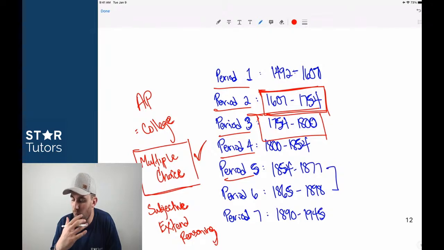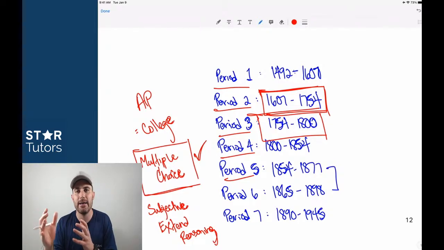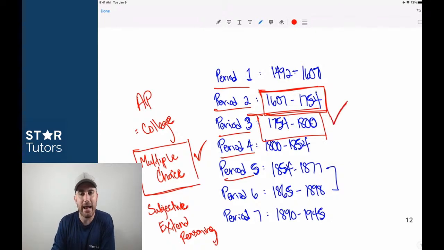And again, I want you to be thinking about this in a much broader sense, as to how you can apply what's going on in U.S. history in this time period, and how the U.S.